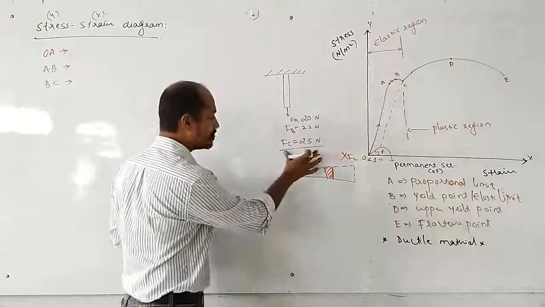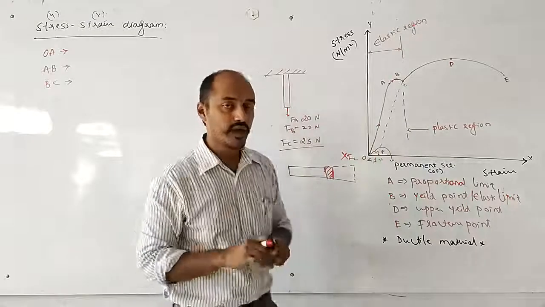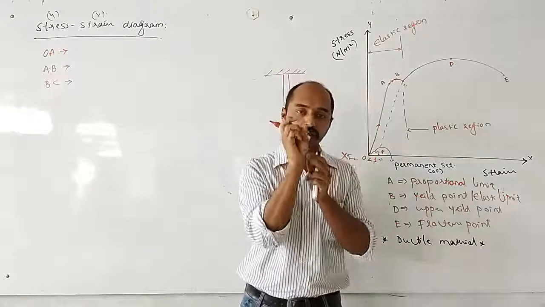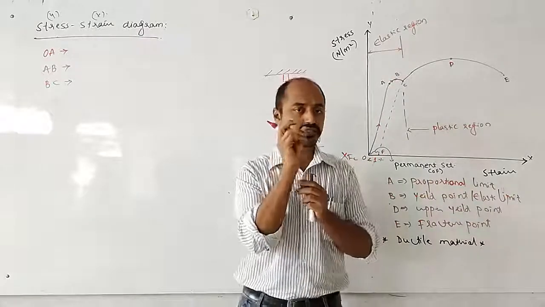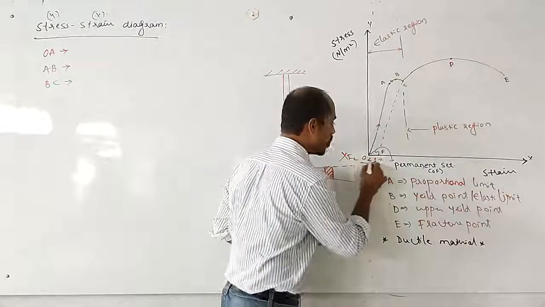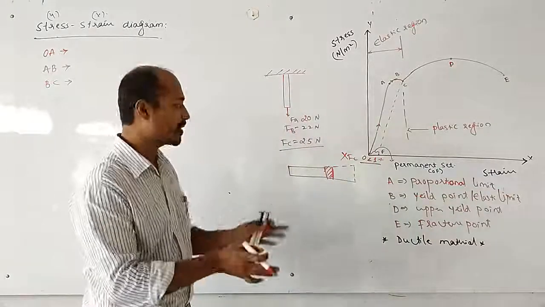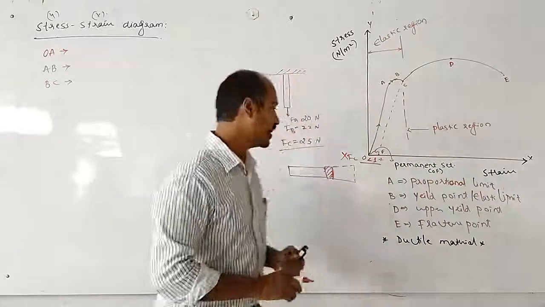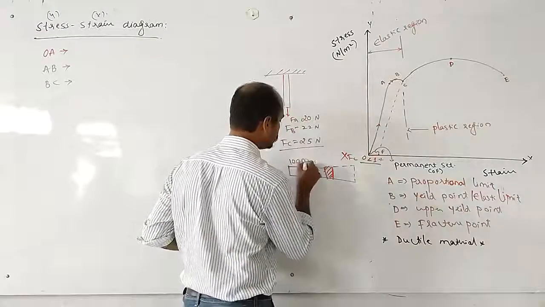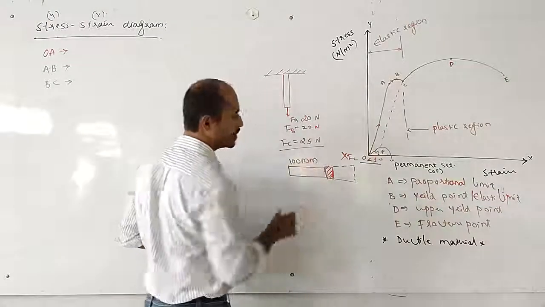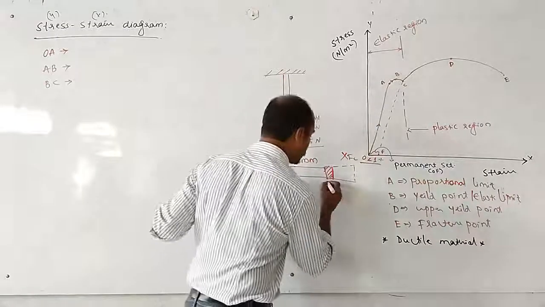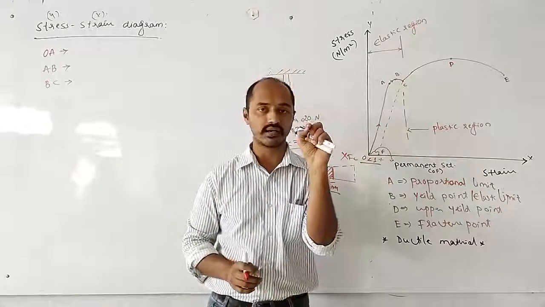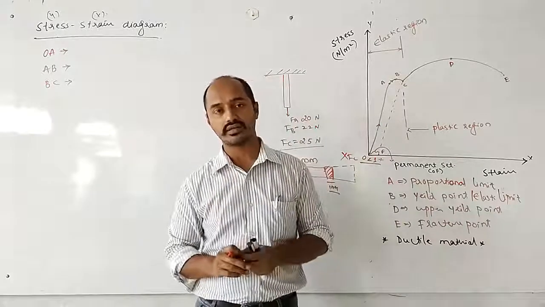So when this permanent set force FC is applied, the body does not regain its original size, but some permanent set will take place. That permanent set is less than 1% of its original length. Suppose its length is 100 millimeter. Due to the permanent set, the length increases by only 1 millimeter, very small, less than that, but it has increased.